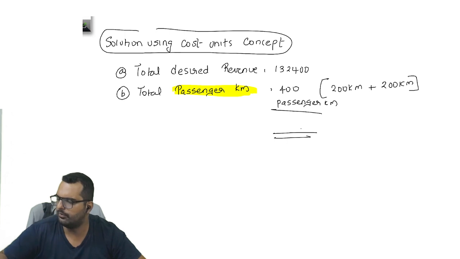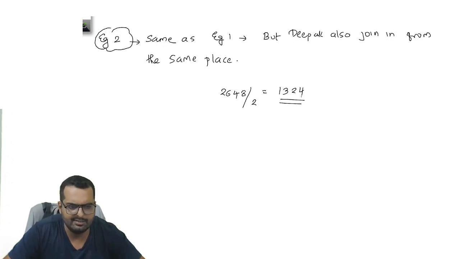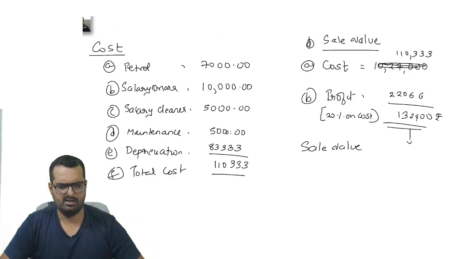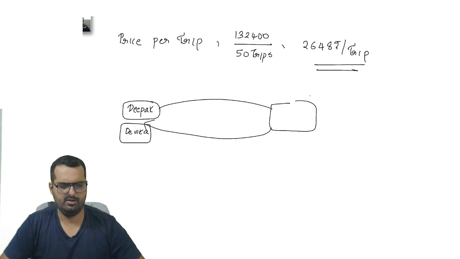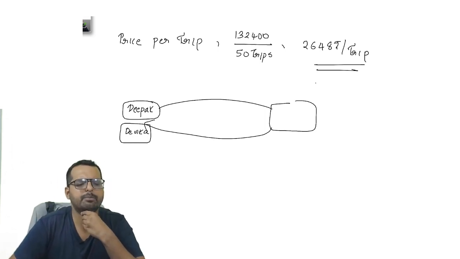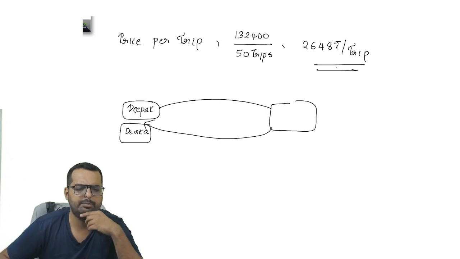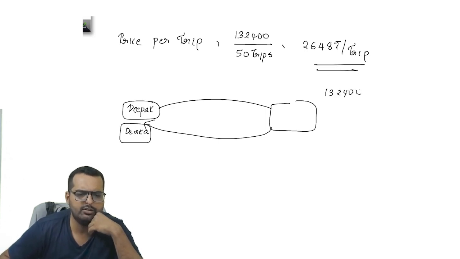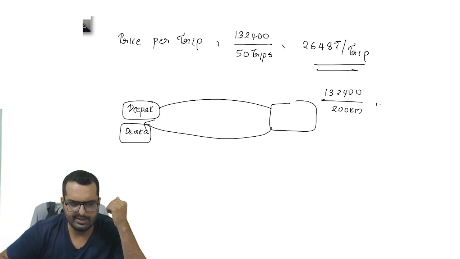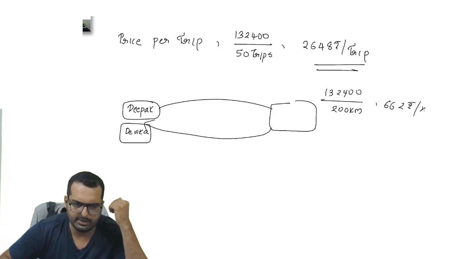Then when you divide by 400, you will get the answer as, wait, earlier how did you get 2648? We divided it by 50 trips, correct? Okay, this is per trip. Can we find out per kilometer also, friends? This will be this divided by 200 kilometer, right? So how much will be per kilometer that we get earlier? Do you get the answer as 662 rupees per kilometer?